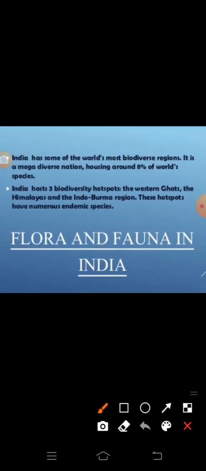So India has some of the world's most biodiverse regions. It is a mega diverse nation housing around 8% of the world's species. India hosts three biodiversity hotspots, the Western Ghats, the Himalayas, and the Indo-Burma region. These hotspots have numerous endemic species.